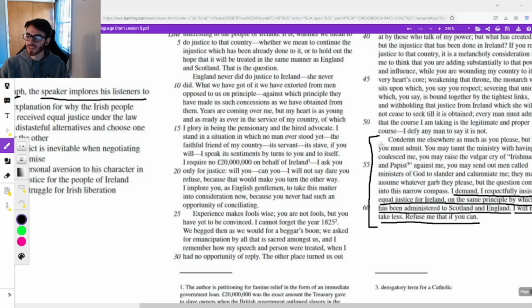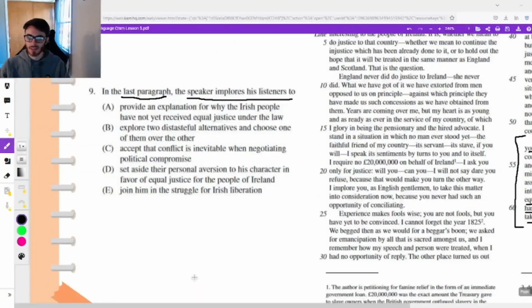I think also another thing he may tell them to do, he says, condemn me elsewhere as much as you please, but you must admit. So maybe he's also imploring them to admit that they need to give justice to Ireland or something like that. So now let's take a look at the answer choices and see which one matches.